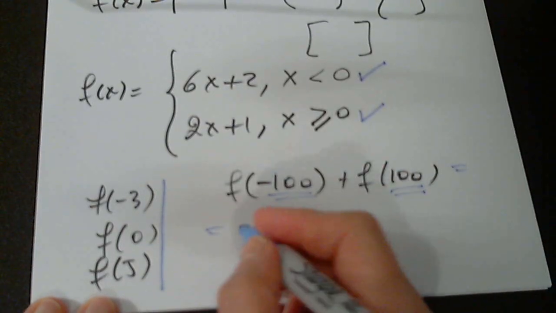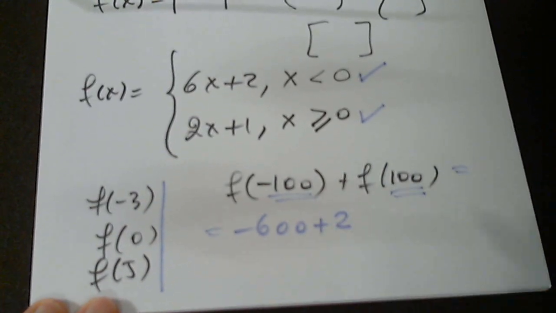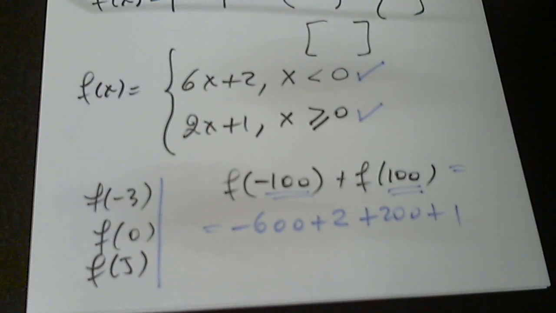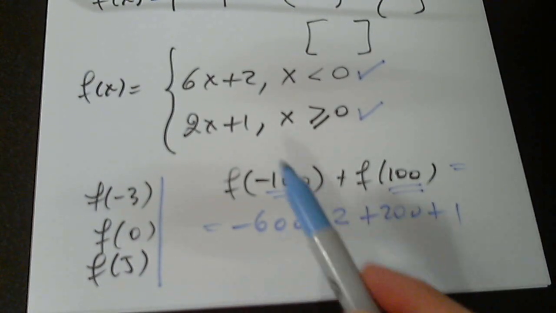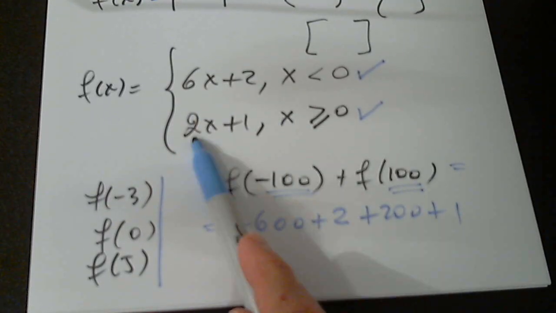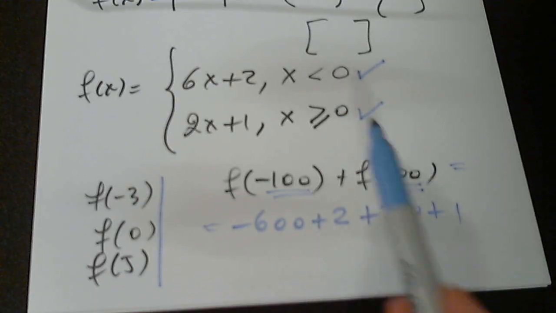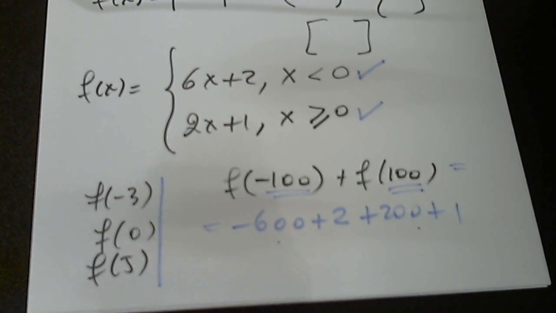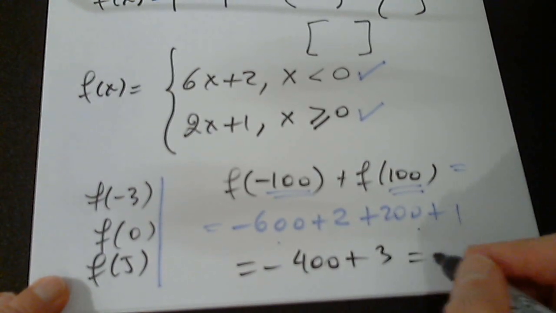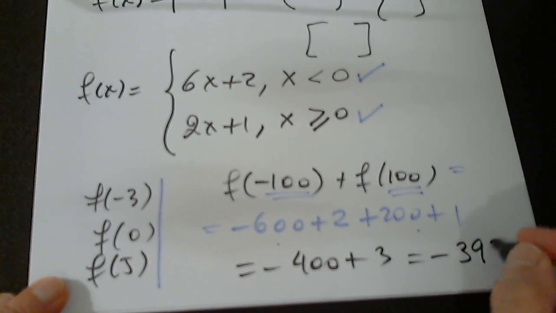So -600 plus 2, and then plus 200 plus 1. When I plug in -100, I get -600 plus 2. When I plug in 100, I get 200 plus 1. So -600 plus 200 is -400, and plus 3 gives negative 397.